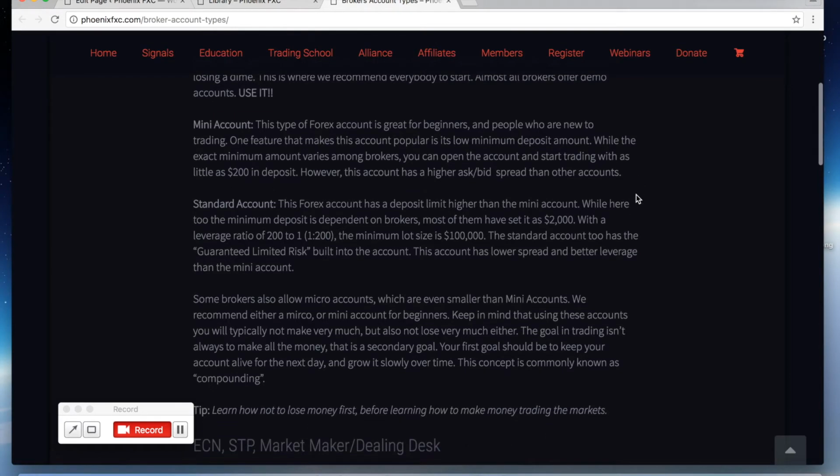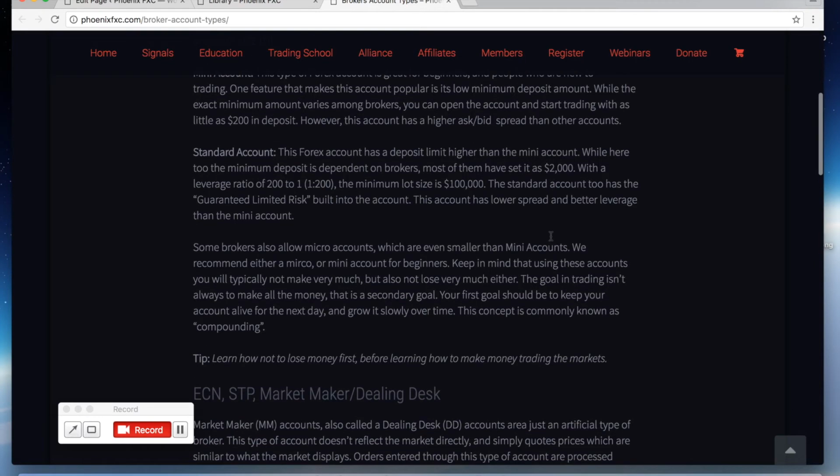But let's move on. So, mini account. This type of account is great for beginners, people who are new to trading, when you want to start small, not win too much, but not lose too much. It's a low minimum deposit account, but the amounts vary between brokers. Different brokers are going to have different minimum deposits for any type of account. Usually you can start with as little as 200, but honestly, with a lot of brokers you can do a standard account with a minimum as low as 10. It just depends on the broker. Usually these accounts have higher spreads, so be careful.